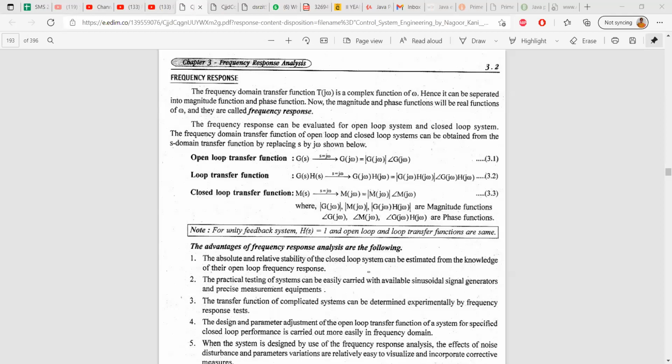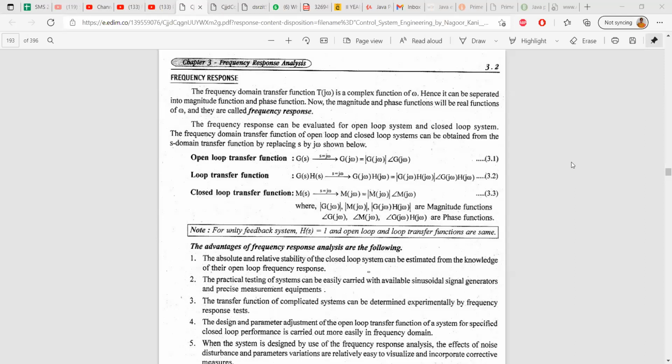So today, let's start the Bode plot. Before the Bode plot, we have to learn what is frequency response. What is frequency response? Generally, the frequency response is nothing but a plot.